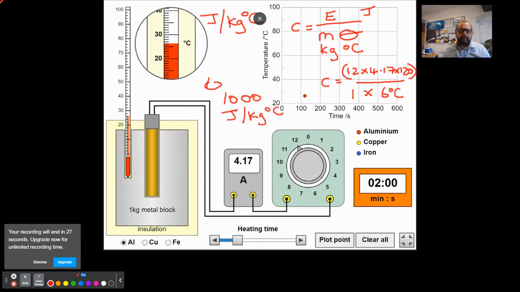Now that number is slightly higher than it should be, and that's because some of the energy from the heater has been transferred to the surroundings. The insulation isn't perfect, and I could improve my experiment by improving the insulation around the block.